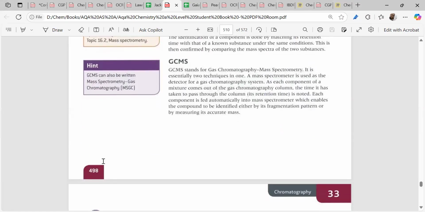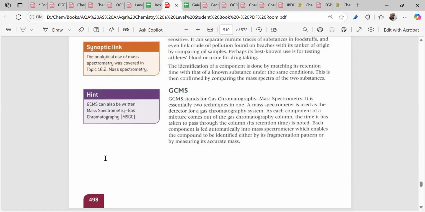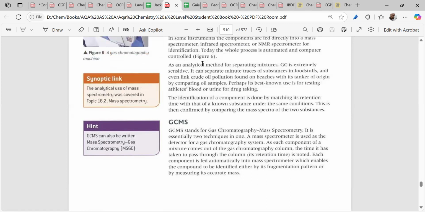Now coming to this part, the retention time. Please open this book and try to underline over here: GC is extremely sensitive. Please underline this part. And the component coming out can be directly fed to a mass spectrometer or an infrared spectrometer or an NMR spectrometer, right? You can underline this part also: the identification of the component can also be matched by the MS, the mass spectrometer data. Retention time also will be there.